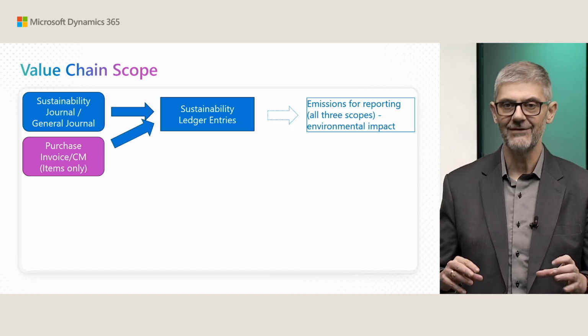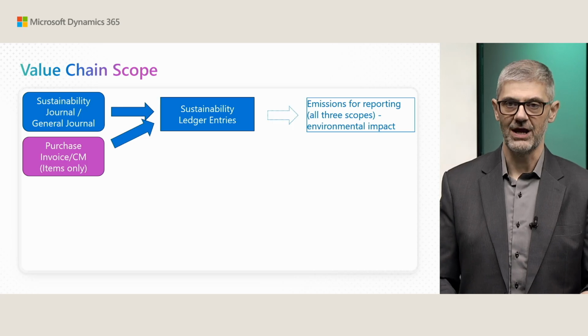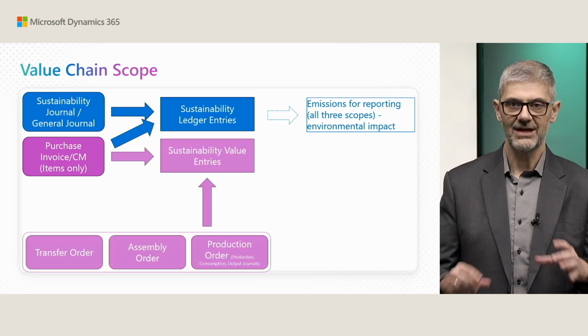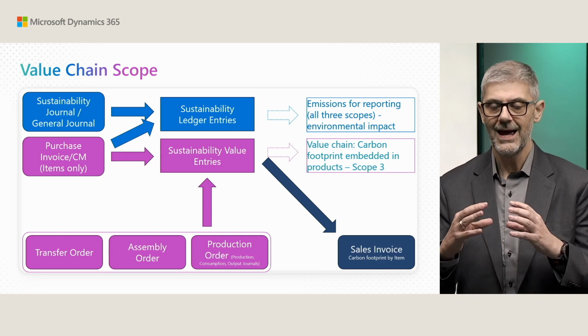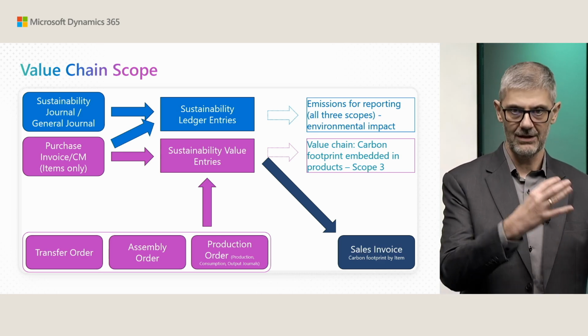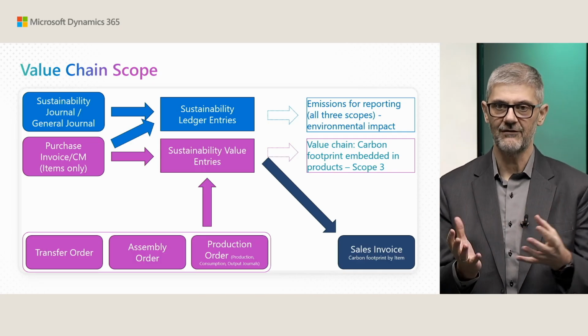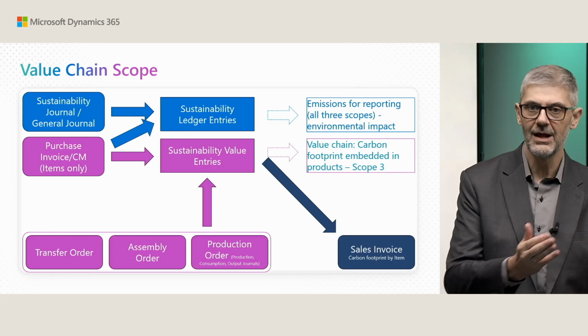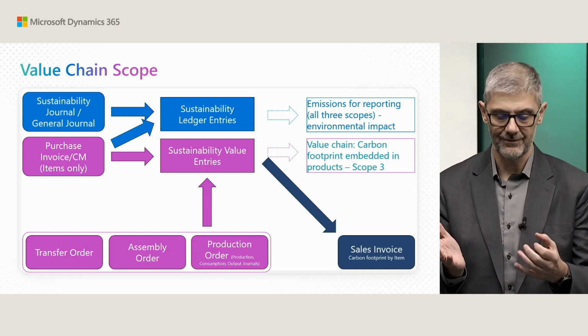But now, from this wave, we introduced new functionality related to value chain. And what does it mean? We now have the sustainability value entry, and this is very, very similar to the existing value entries inside Business Central. The only difference is that the value entry is related to item costs, and the sustainability value entry is related to item emissions.